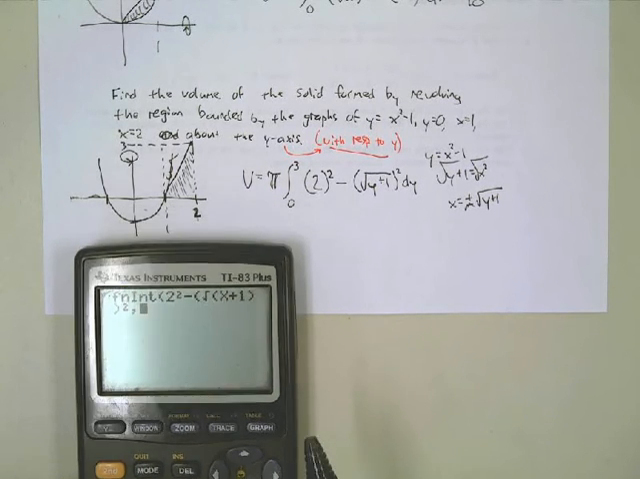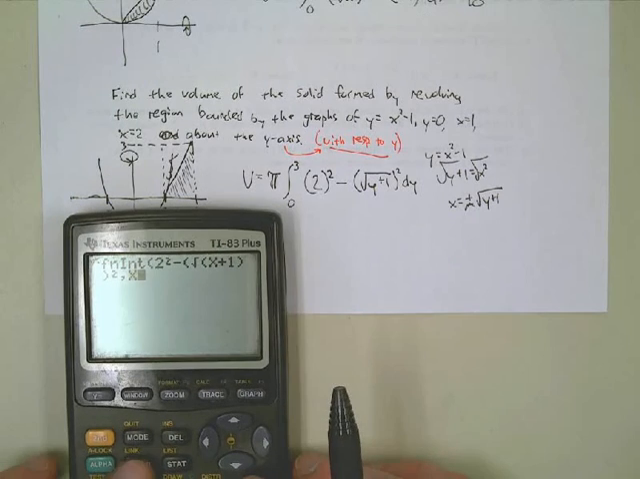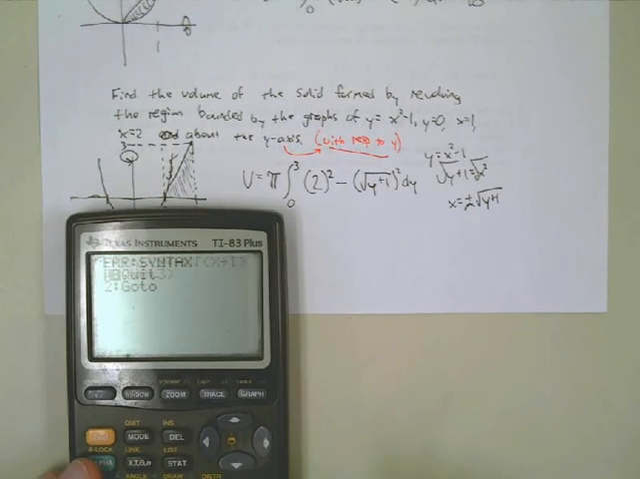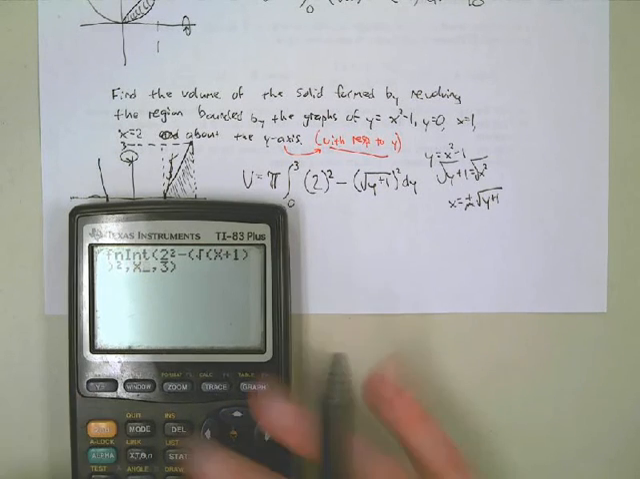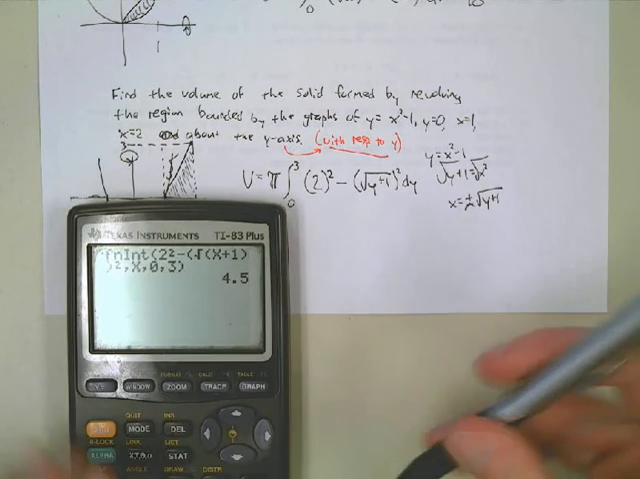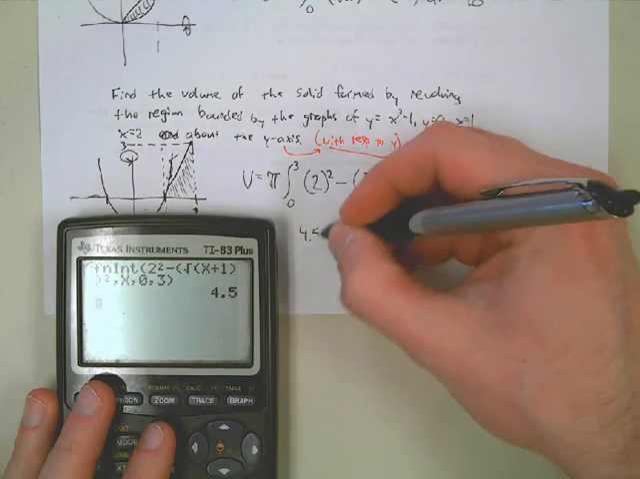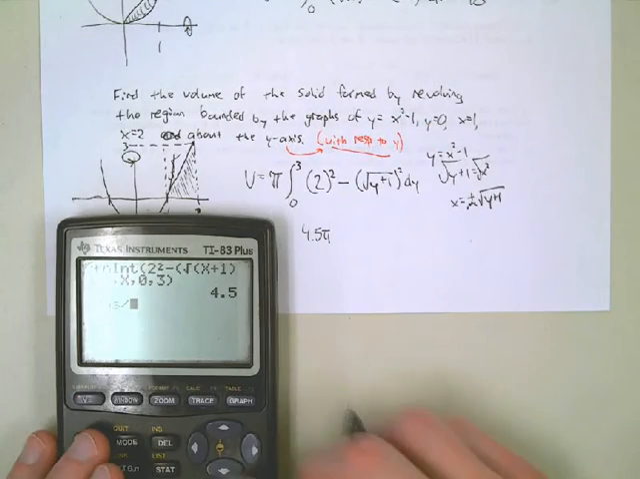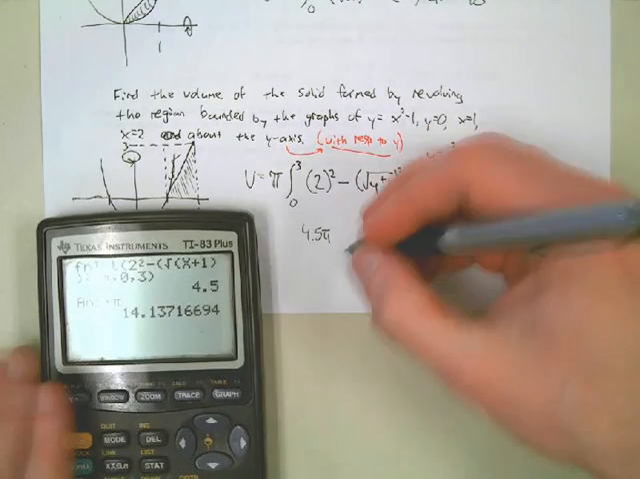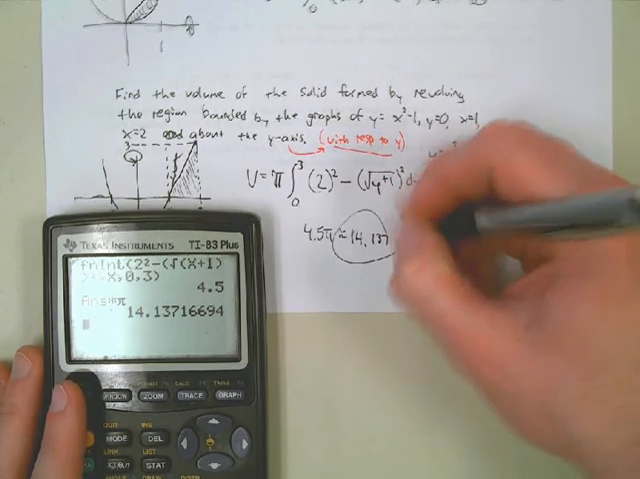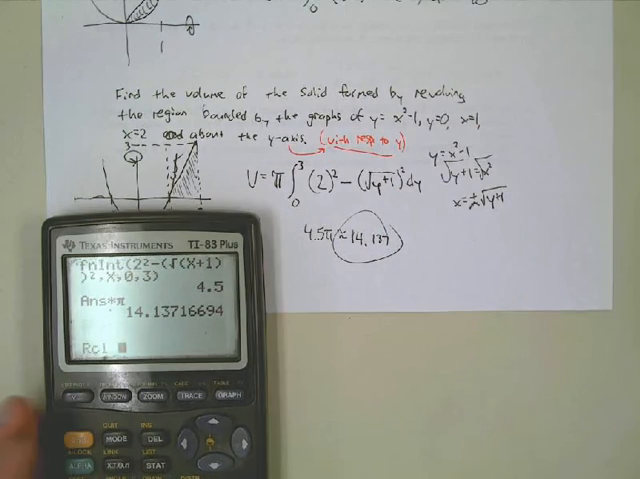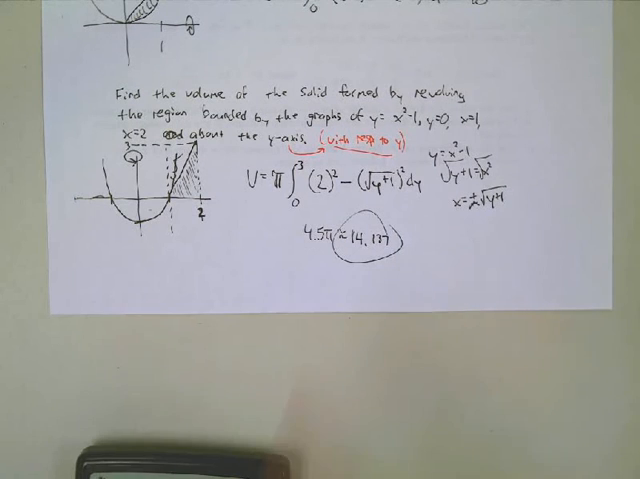Oops, typed something in incorrectly. Oh, comma. Okay, so we get about 4.5 pi, which is about 14.137. Okay, so there it is. Setup is half the battle. So we'll stop there.